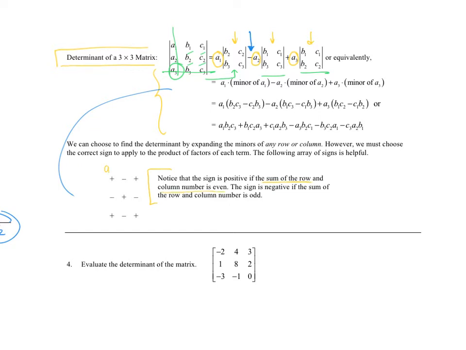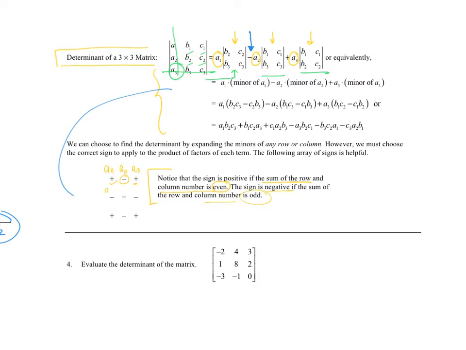So this is A1,1. 1 plus 1 is 2, it's even. This is A1,2. 1 plus 2 is 3, it's odd. So you can see why that's minus. This is A1,3, 4, even, we get plus. So anytime it's even, we're going to have a positive. If it's negative, that's what we were just seeing, it's odd.